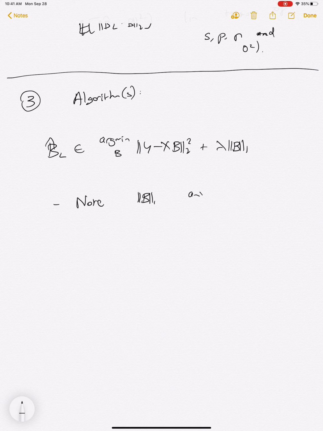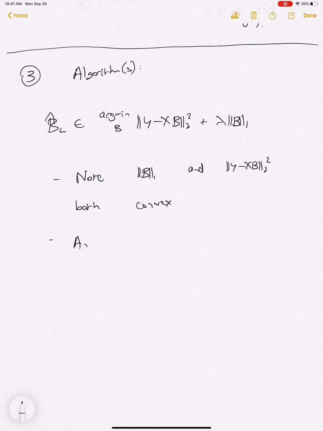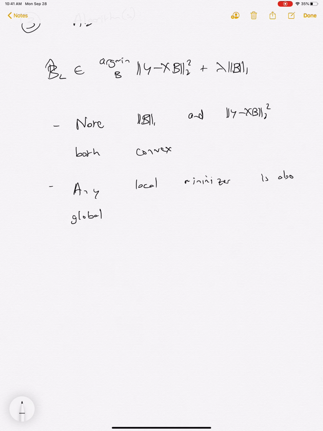the norm of B in L1 and y minus Xb squared are both convex. So that makes minimization a nice thing to do, because therefore any local minimizer is also global. This is one of the really nice properties of convexity. We've already seen that y minus Xb squared is convex.